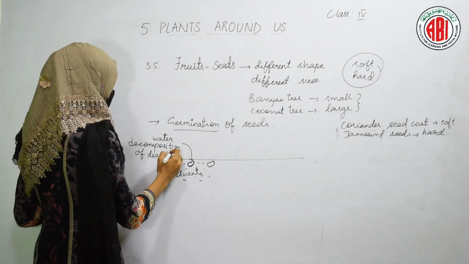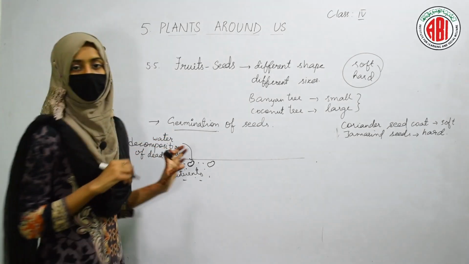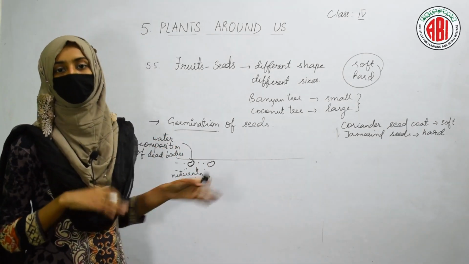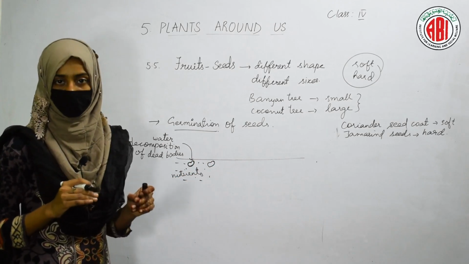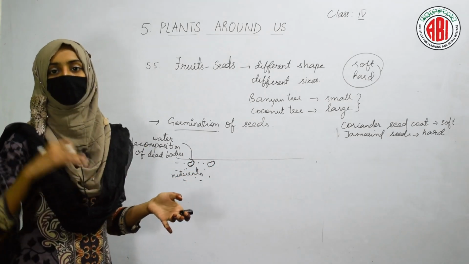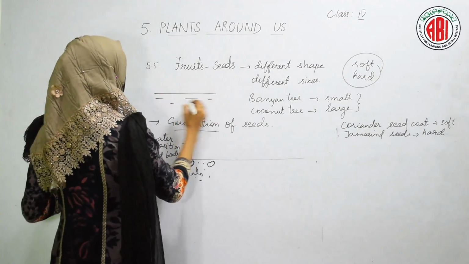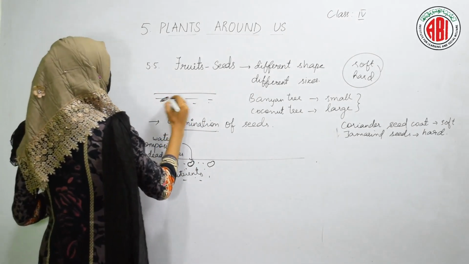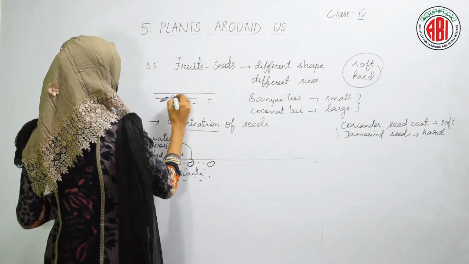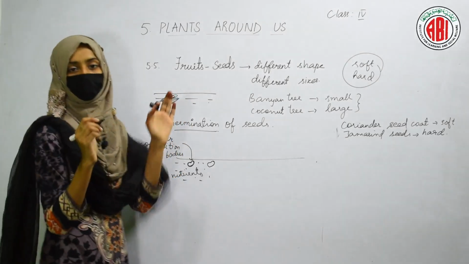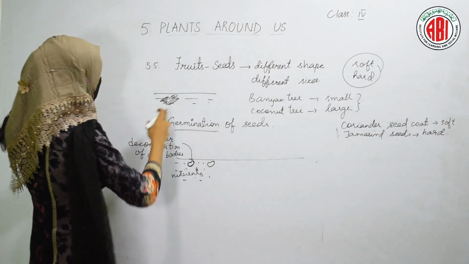Now I'll explain the meaning of decomposition. Here the word decomposition means breakdown of dead bodies by microorganisms into nutrients. For example, this is the soil, and in the soil dead bodies are present. Dead bodies of animals, dried grass, all this biological waste will be there in the soil.